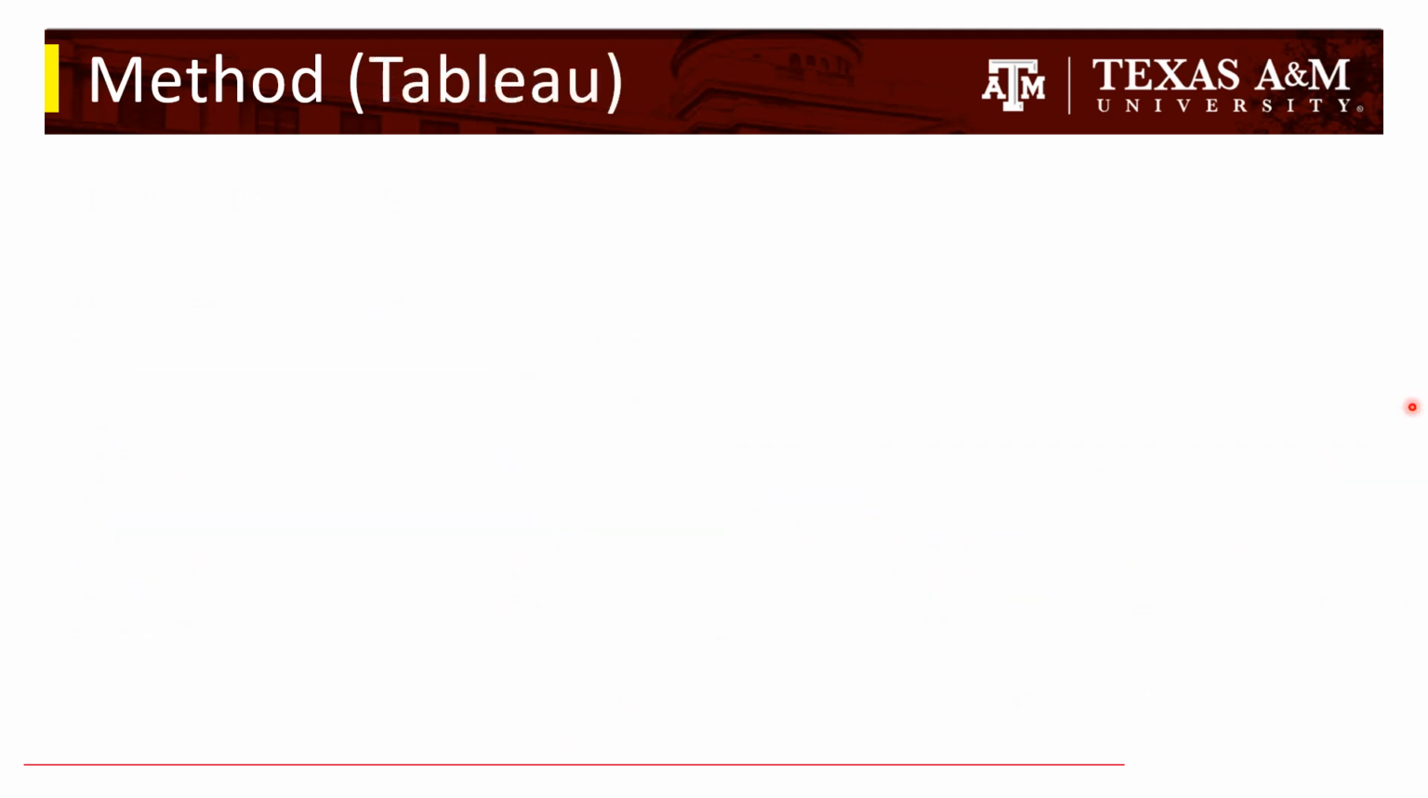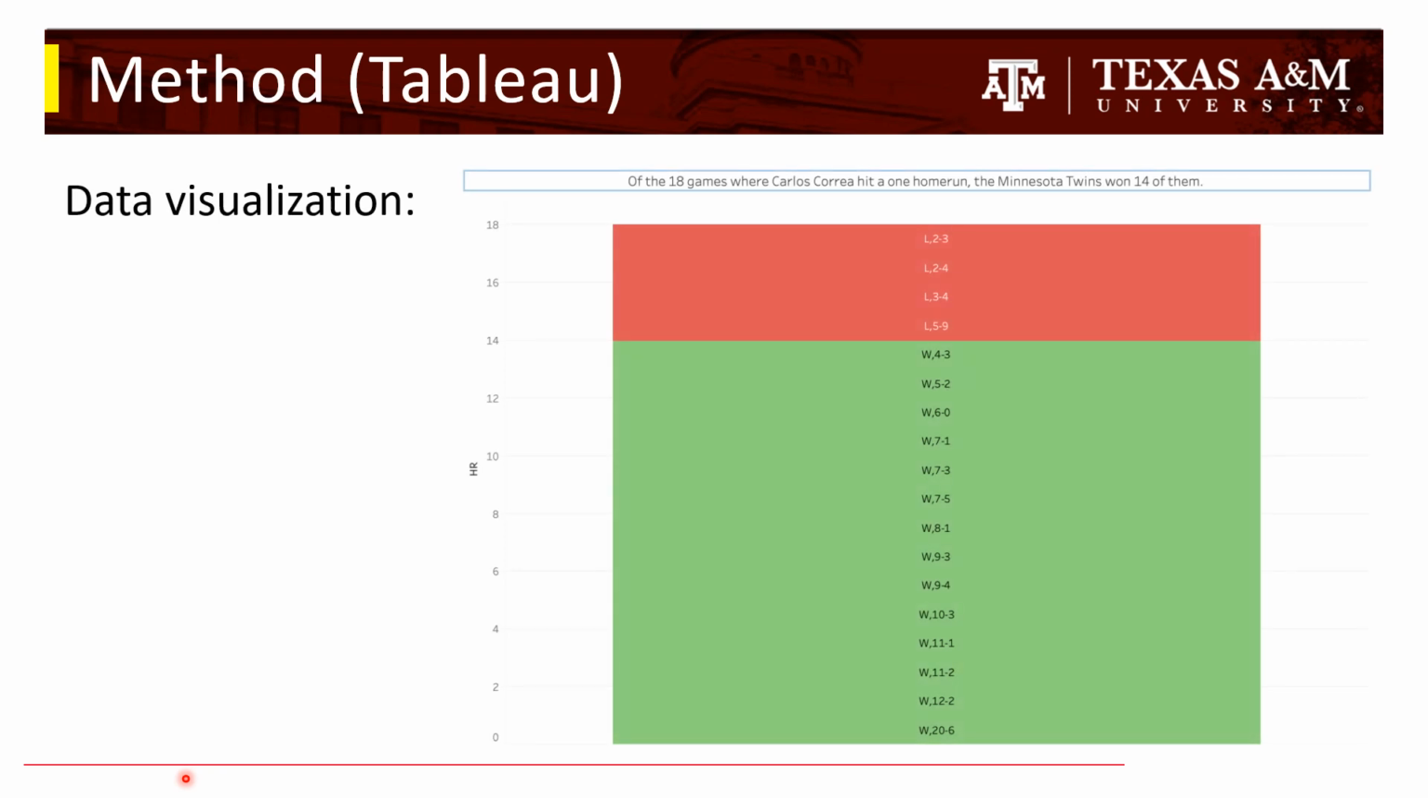All right, so Tableau allows for data to be read in an efficient and accessible way. And so I took the variable home runs hit by Correa and compared that with the wins and losses of the Minnesota Twins in the 2023 season. And I pulled that data from the low data Excel sheet. And so we can see that Carlos Correa hit 18 home runs in the season, right? And of the 18, 14 the Twins won, and 4 of them the Twins lost.